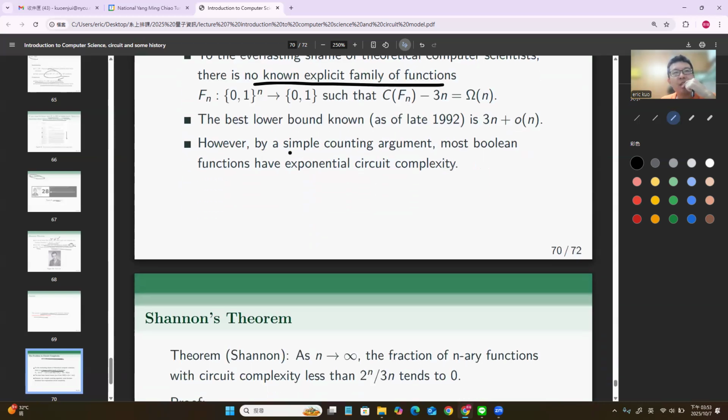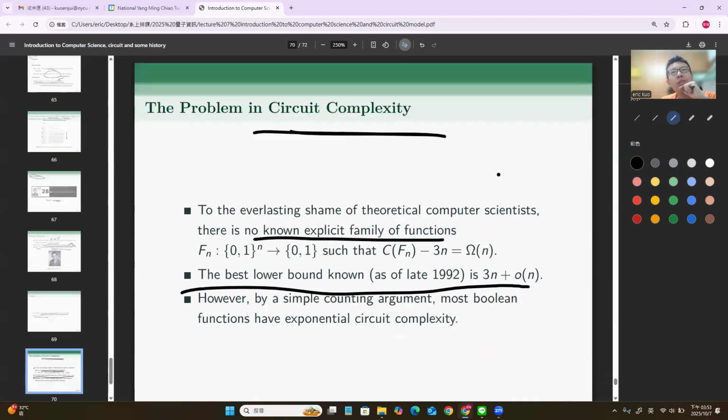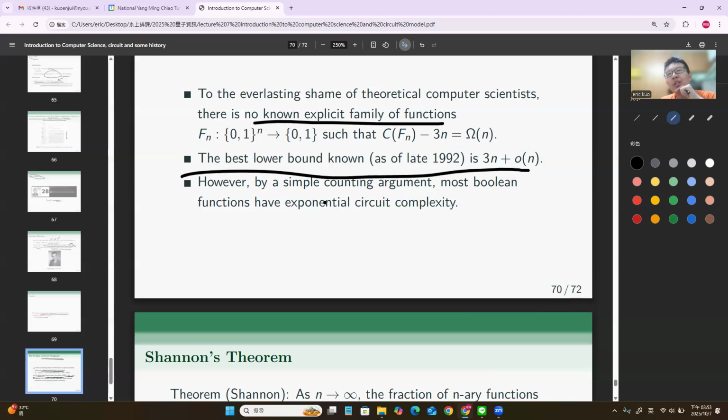Okay, so we will prove Shannon's theorem. By the way, I think this is not in the textbook, so I will tell you this so-called simple counting argument, and prove most of the functions have exponential circuit complexity. Before we prove it, let me briefly say what the proof idea is. You can count how many n-bit Boolean functions there are.